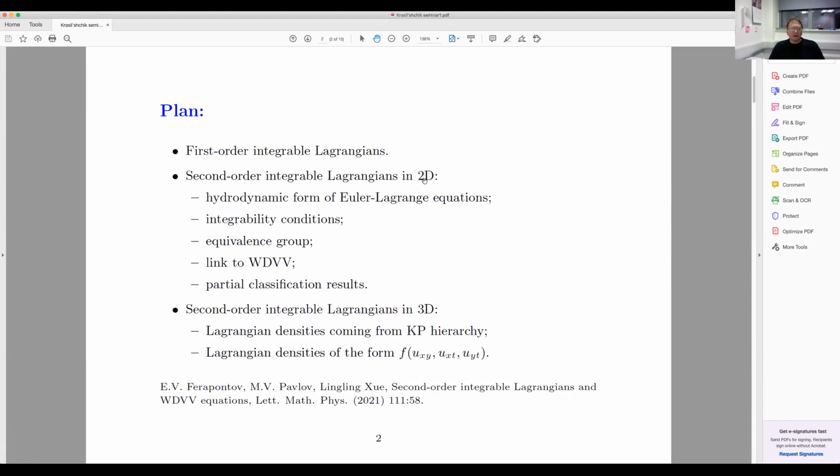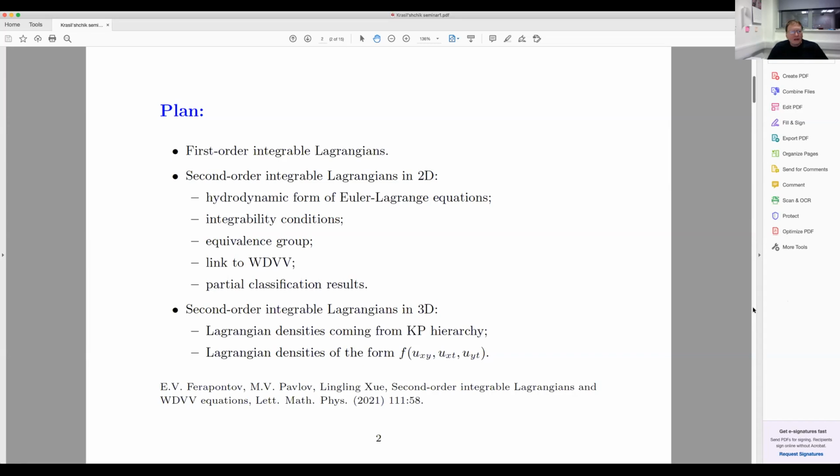And this link to WDVV equations has actually been worked out in 2D, not in 3D. 3D is yet to be done. And then I discuss 3D Lagrangians, their relations to KP hierarchy, and in particular classification of Lagrangians with densities of this form. So it turns out that F is quite a non-trivial function in this case. And my talk is based on this paper.